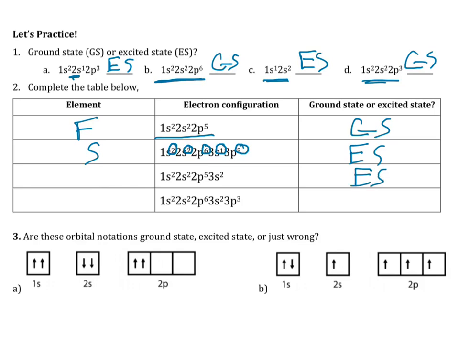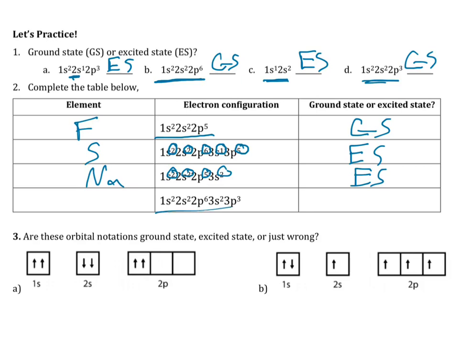All right, again, this one's excited. And the reason why we know it's excited is because this is not filled. And again, all of these need to be filled before the next one. Now, again, if it's excited, you cannot look at that. You have to add up the electrons. And so 2 plus 2 plus 5 plus 2 is 11, which is sodium.